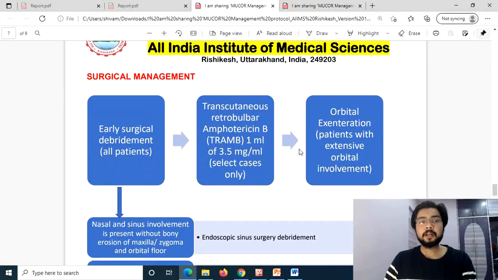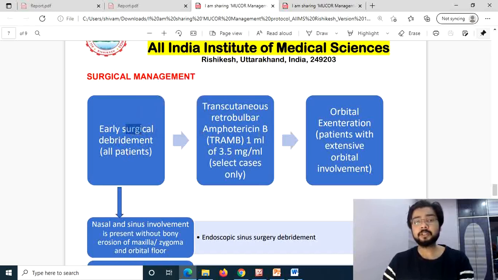Right now, the surgical management, where the ENT surgeons come into play, the ophthalmologist comes into play, right? So what you are going to do is surgical debridement. But what kind of surgical debridement? Early surgical debridement, right? Early surgical debridement in all the patients is a must and recommended.